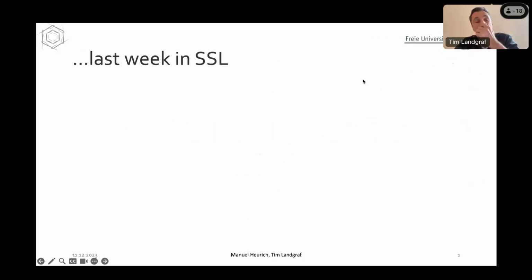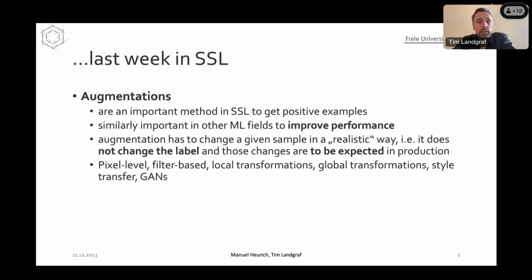So last week in the lecture, we looked at augmentations. Augmentations are changes of data points such that we don't change the label. We had a look at several kinds of augmentations. And we learned that they're really important, not just in self-supervised learning, but really in any other subfield of ML, basically allowing us to improve performance and not having to label more data.